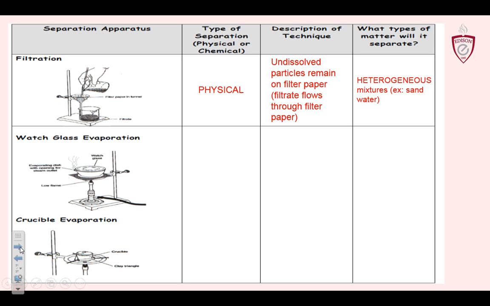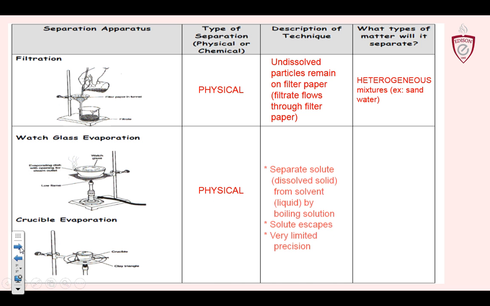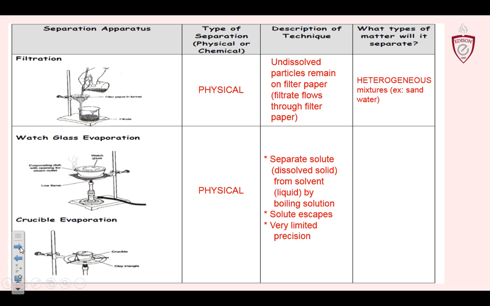This next picture is the watch glass evaporation. I see the Bunsen burner with either the watch glass up top or the crucible on the bottom. And there's water in there. I'm going to kind of start cooking it off. But notice that the water on the watch glass, because it's higher, is actually cooler than the bottom. It will condense there. And so this is another physical separation. I separate the solute, which is the solid that went in, from the solvent by boiling the solvent off.